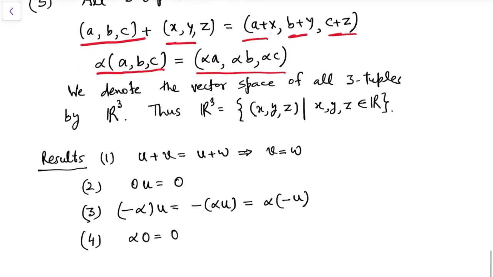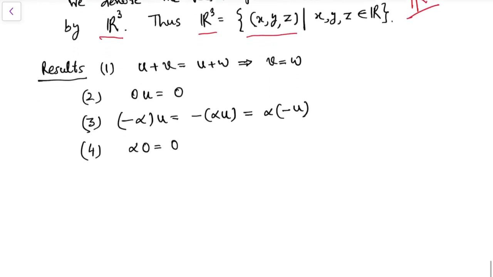The set of all these three tuples we denote by R cube. So R cube is having these type of elements. In general, we can define Rn. Rn will contain n tuples.